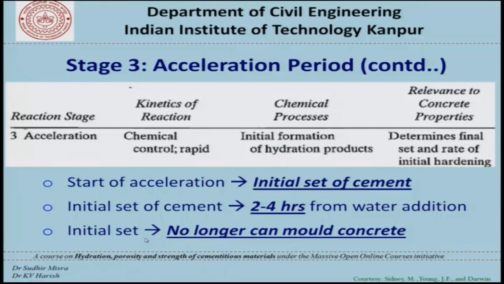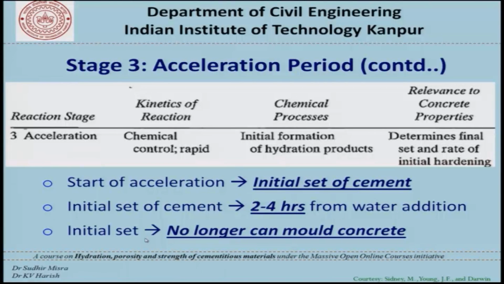The third one is the acceleration stage. In this stage the chemical reaction basically starts, and the reactions are also rapid, and the chemical process is explained as initial formation of hydration products. Multiple things happen during this time. The first one is a precipitation of calcium hydroxide out of solution. The second one is the calcium silicate hydrate gel starts forming on the surface of grains.